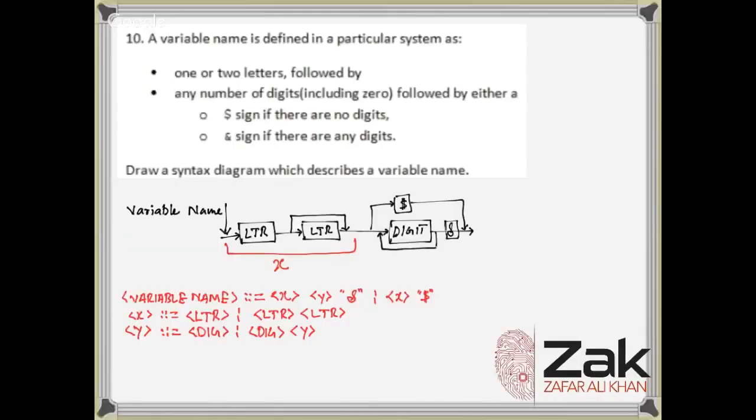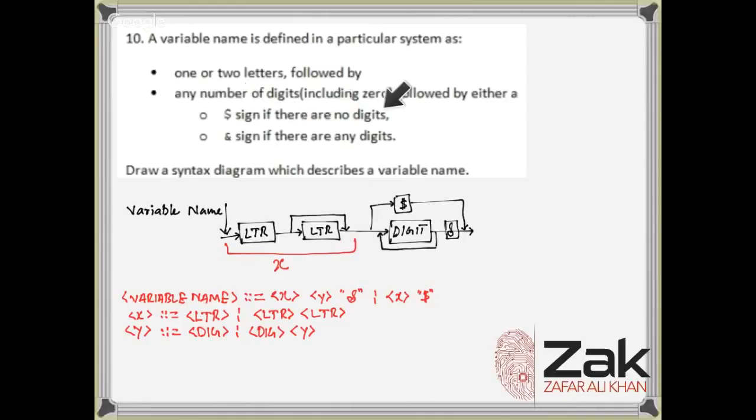Next question. A variable name is defined in a particular system as one or two letters. One, go out. Two, after one letter, take another, then go out. One or two letters, followed by, okay, any number of digits. So followed by any number of digits.